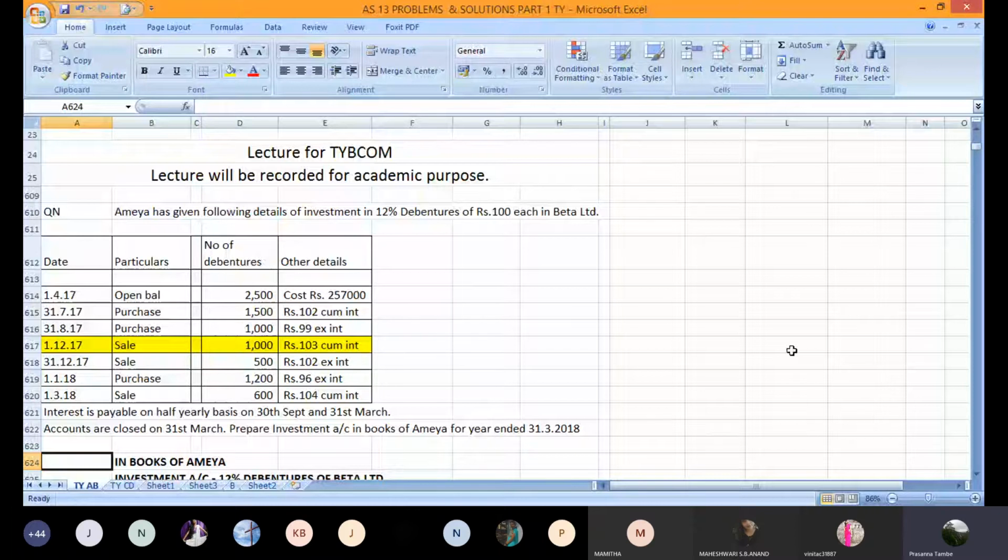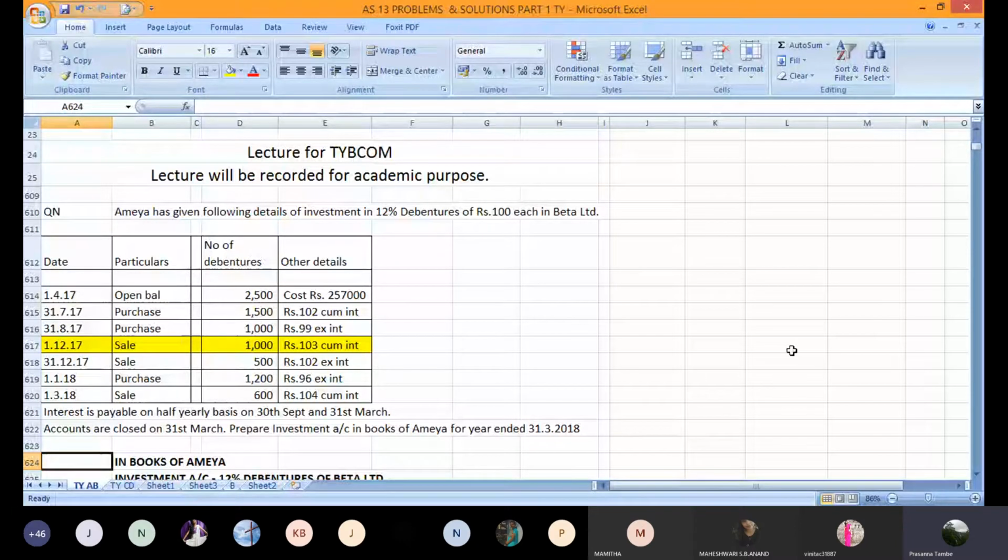So interest is payable on half yearly basis, 30th September and 31st March. So it is a relatively simple issue because we don't have to accrue interest in this case. Had it been a date other than 31st March, like 31st December, then we would have done that interest accrual and all that. So that won't be required in this case.